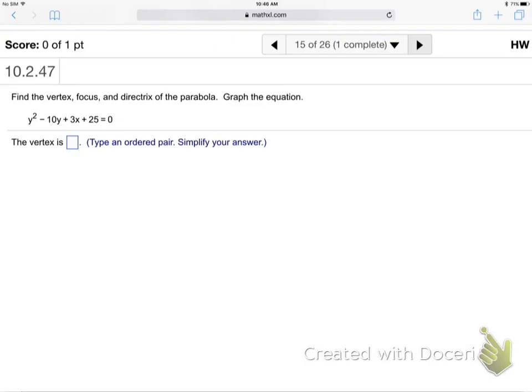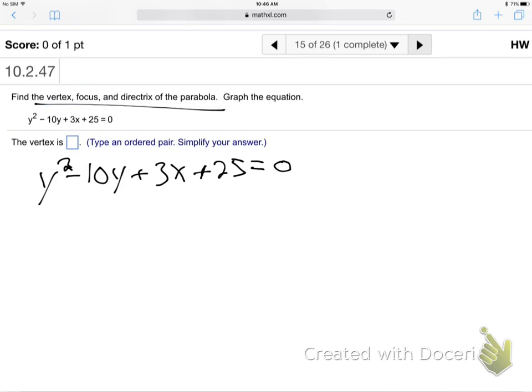So number 15. We've got y squared minus 10y plus 3x plus 25 equals 0. It's probably our last one here. We're in 15. Okay. How do we do this one? Y squared minus 10y plus 3x plus 25 equals 0. Well, they want me to graph it and all that stuff.